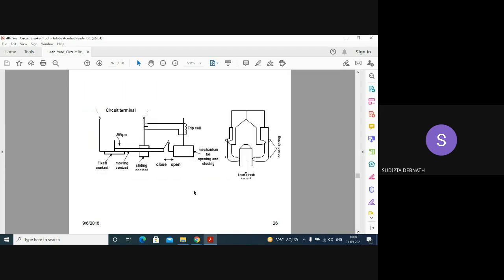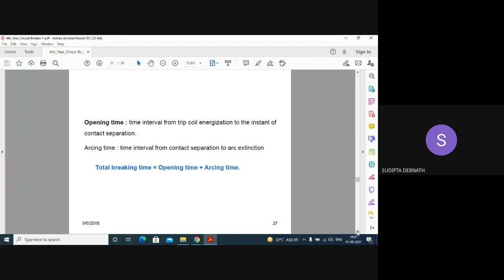Now this is the figure, a simple figure. This is the fixed contact. This is the moving contact. This portion is the contact, the common portion. This is the sliding contact. This is the trip coil of the circuit breaker, and there is the mechanism for opening and closing. That we will understand when we consider different circuit breakers.